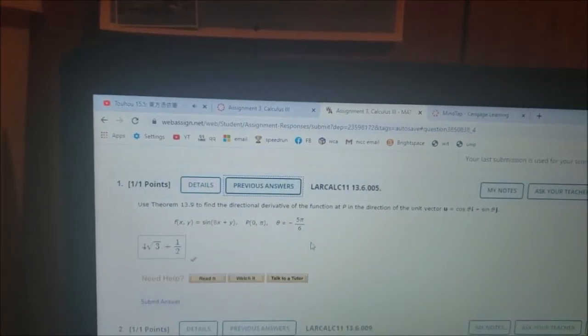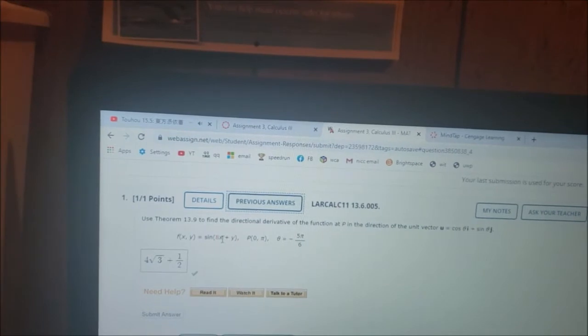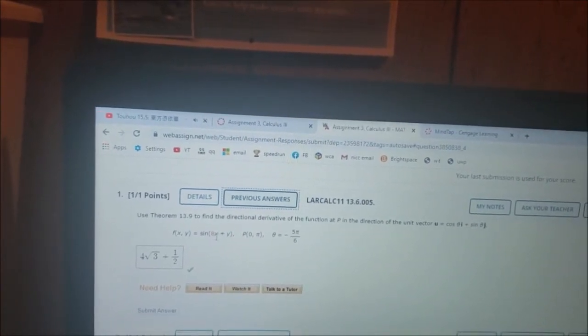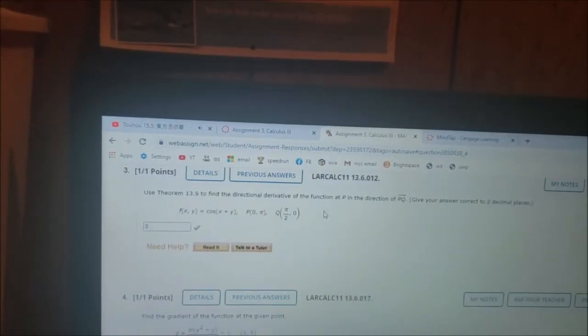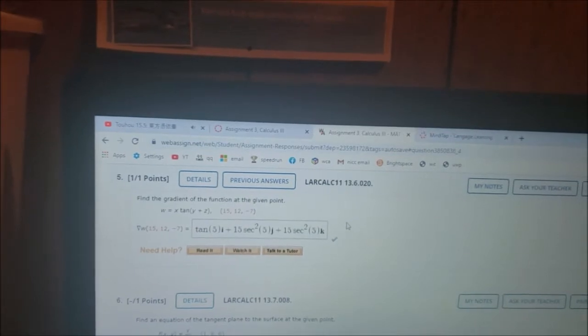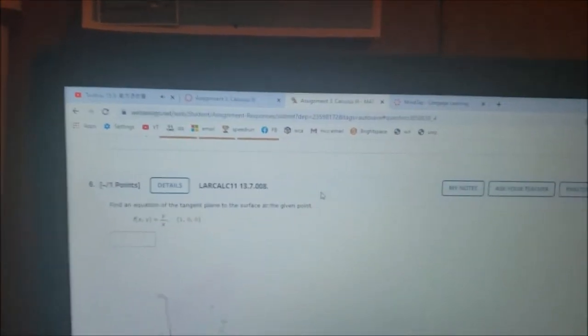So basically all you have to do is some derivatives, kind of. Pretty much you just do partial derivatives of this, and then you do a bunch of other algebraic stuff, and then you get the answer. So that's pretty much all I did for all of those questions. And there you go. So now we're on to 6.